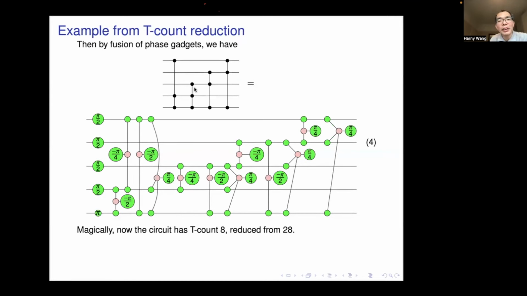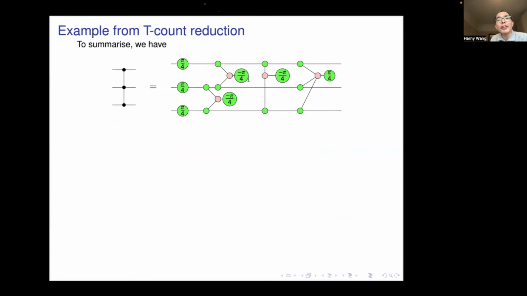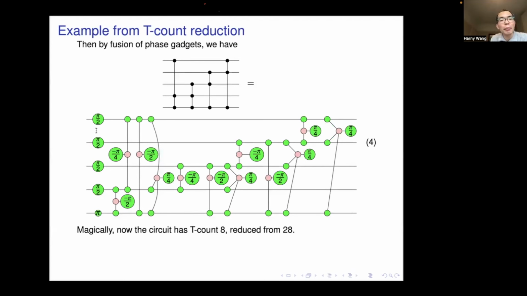The positions of these nodes, and then you will find out that on each wire they're all green, so they can commute with each other. That means if on the same wire you have pi by 4 and pi by 4, then they will fuse together and get pi by 2, right? So that's why here we got pi by 2. If we have four, then you just got pi.